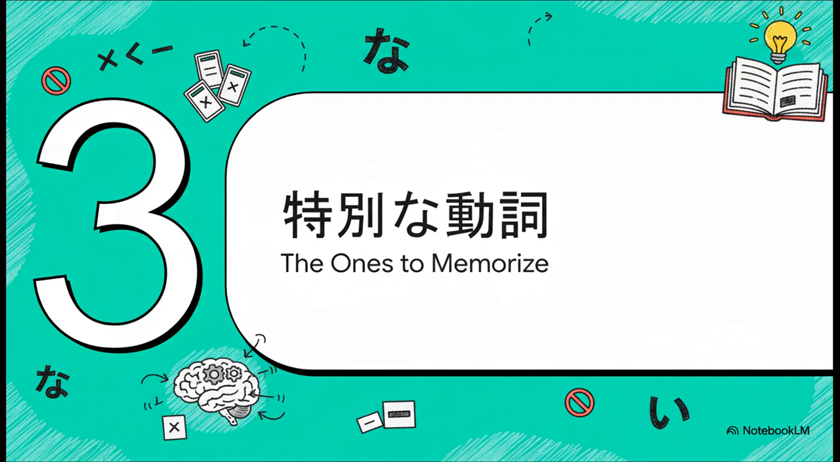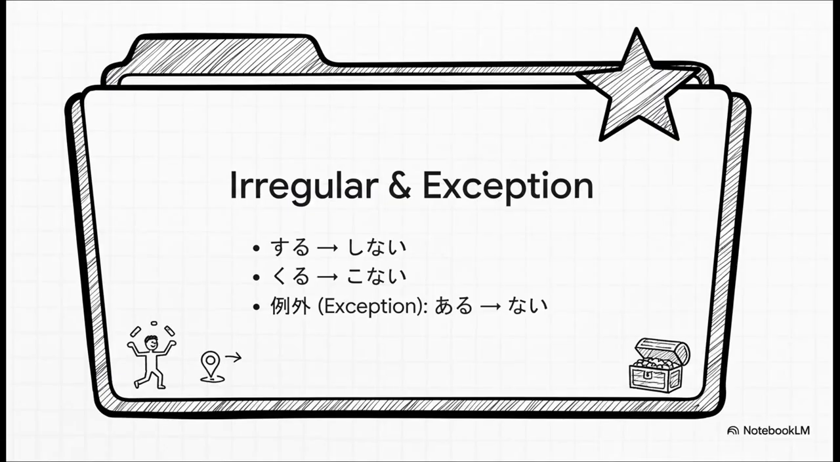Now it's time for the final category, the irregulars. The good news, there are only a couple, but they are super common. So these are the ones you just have to memorize. And here it is, the entire list of irregular verbs you need to know. The verb to do, which is suru, becomes shinai. The verb to come, kuru, becomes konai. And then there's a special exception, the verb for existence, aru, which just becomes nai. That's it. You memorize these 3, and you have officially covered all the exceptions in the language.